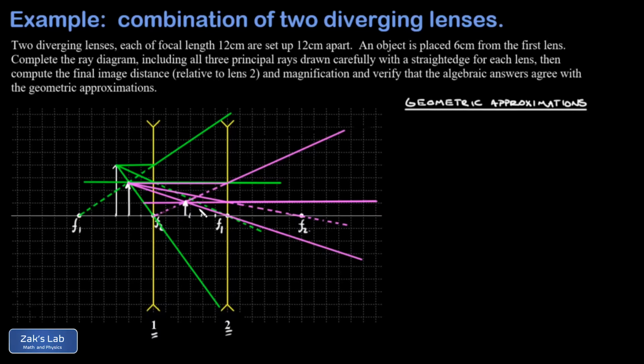I'm just going to call it like 6.8. I'm going to call that DI2 because it was the image formed after processing through the second lens. That counts as a negative because it's to the left of lens 2. So I'm going to call it negative 6.8 centimeters.